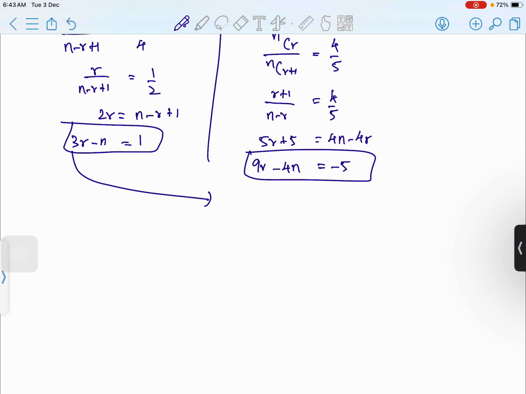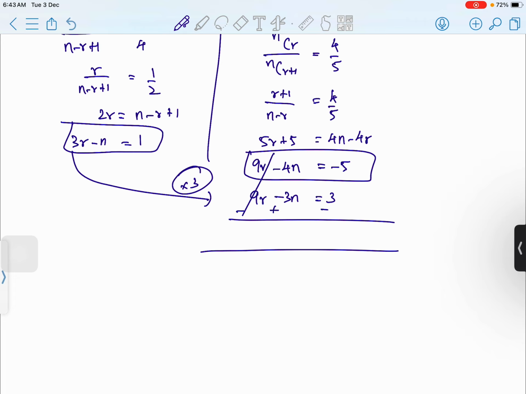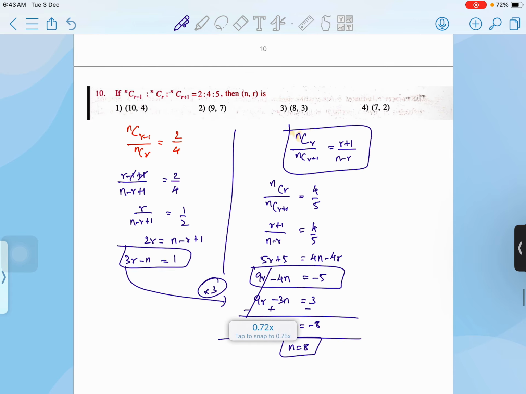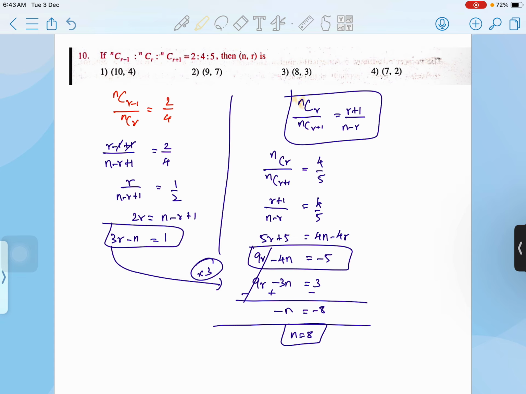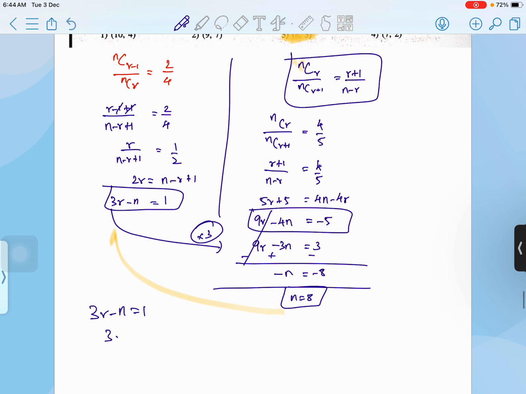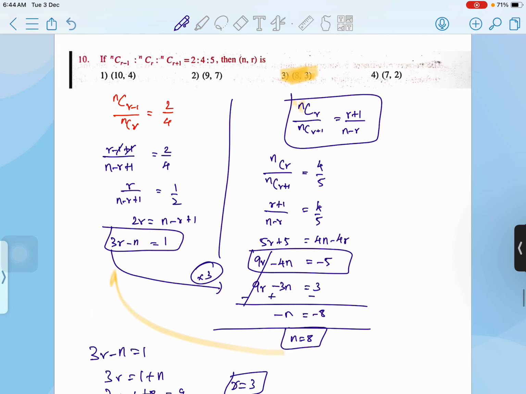How to solve these equations? You multiply by 3, you will get 9r minus 3n equals 3, so when you subtract, you will get minus n equals minus 8, n equals 8. We are asking about n and r, n equals 8 itself, you have only one option, so 8 comma, r equals 3. Or you can substitute n value 8 in any one of the equations, so when we substitute here, you will get 3r minus n equals 1, so 3r equals 1 plus n, 3r equals 1 plus 8, 9, r equals 3, so 8 comma 3 is the answer.